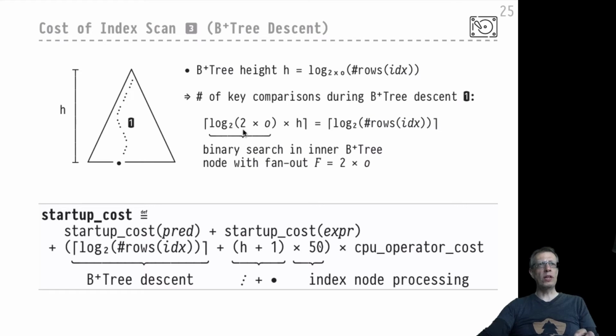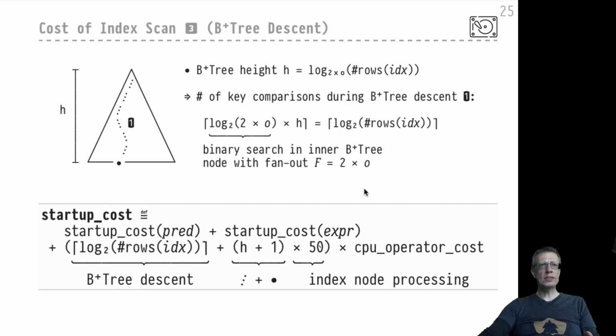All of them carry the maximum number of index entries, so that would be 2 times O index entries. Performing a binary search over these would involve log to the base 2 of 2 times O comparisons. This would happen on each of the levels of the B+tree. That's why we multiply with H here. If you multiply that, then you will arrive at the log base 2 of the number of index entries that you will find in the B+tree. So that would be the number of key comparisons that we have to perform during the descent.